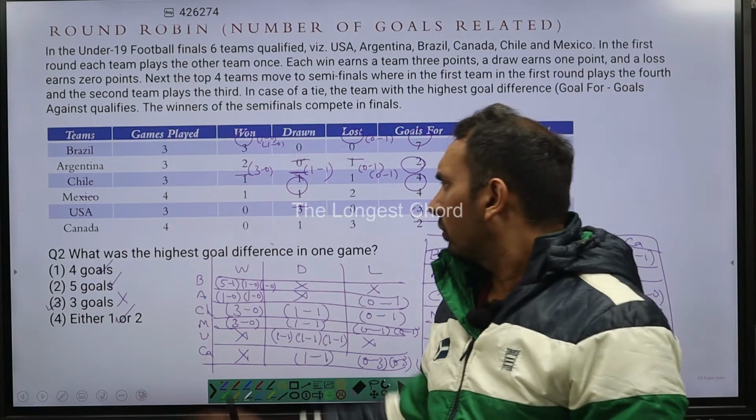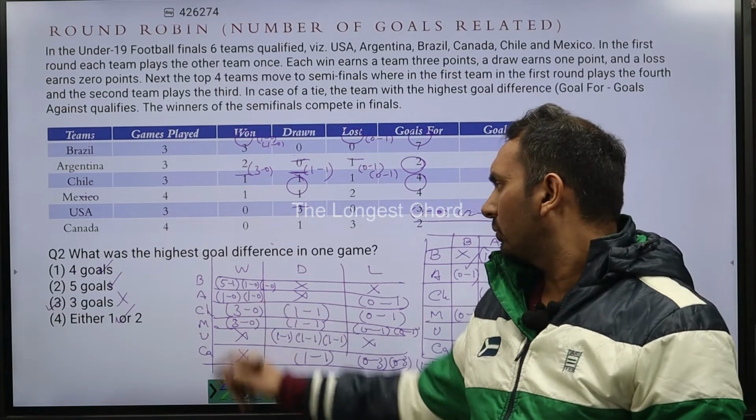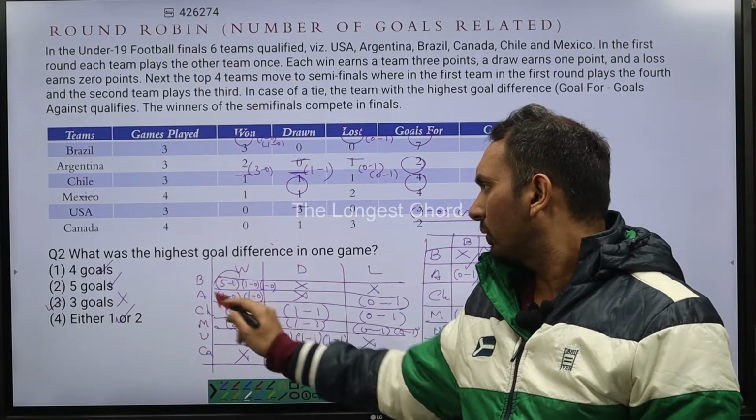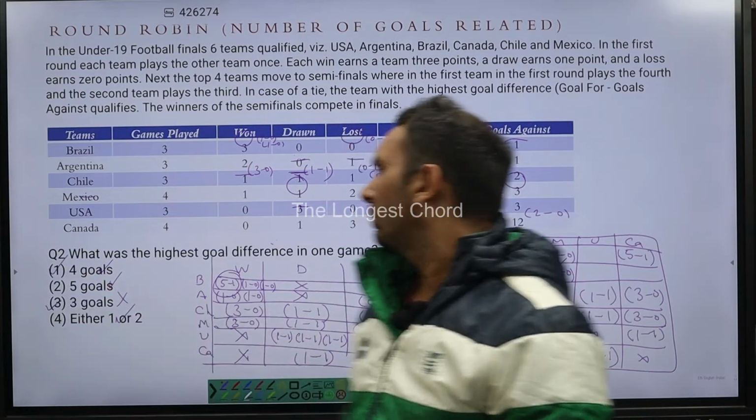Second question: what was the highest goal difference in one game? We can already see that the maximum goal difference can be from this particular thing, which is 5-1. So we can say that it will be 4 goals.